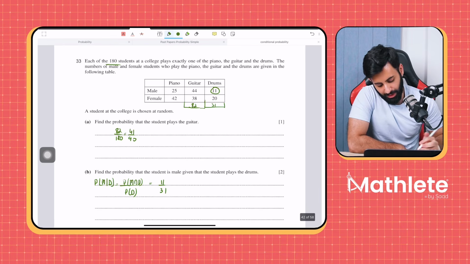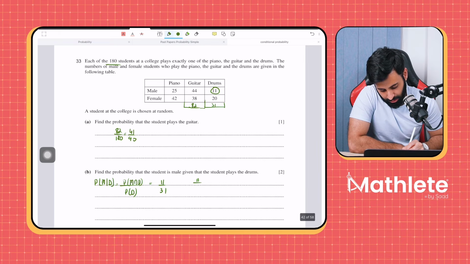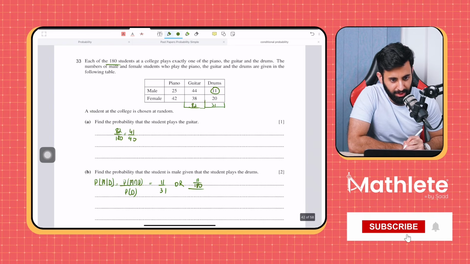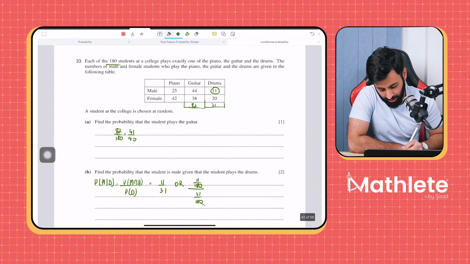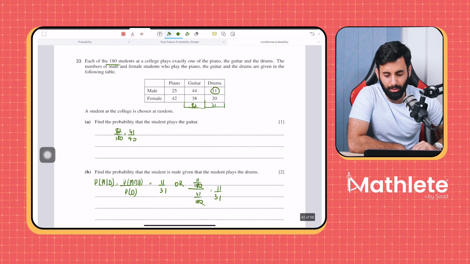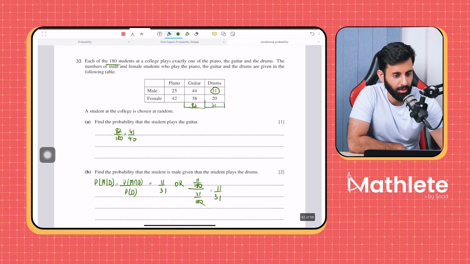Even if you take the probabilities, for example, the probability of male students who play the drums, that's 11 upon 180, divided by the probability that the student plays the drums, that's 31 upon 180. So 180 will eventually cancel out and ultimately you'll be left with 11 over 31 only. Okay, does that make sense?